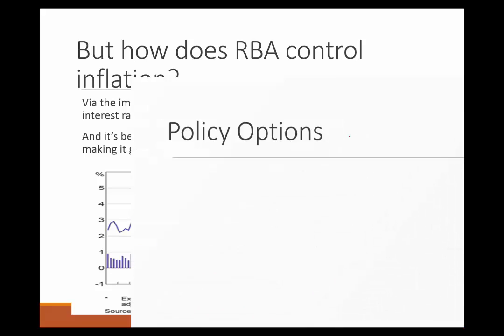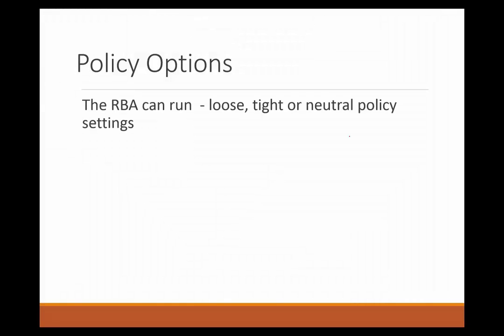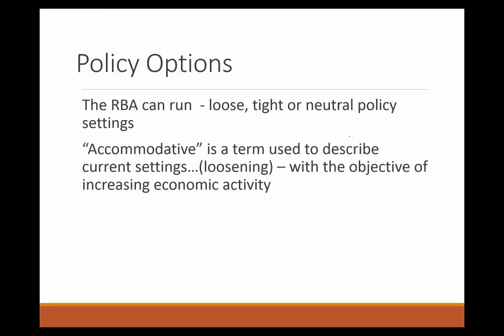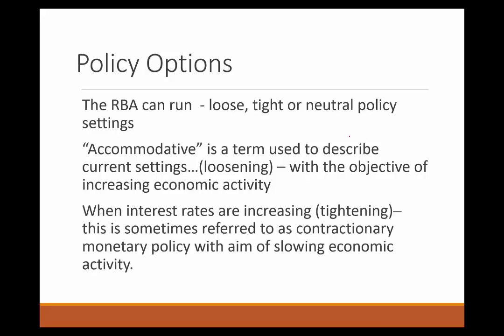So, 3 policy options that the Reserve Bank has. They can run a loose policy setting, obviously what we've got now. They can run a tight policy setting or a tightening of interest rates. Now, this is where it gets a little bit technical, because you could have a tightening of interest rates but still have a loose policy setting. Then there's neutral interest rates, and there's debate about what is a neutral rate of interest, and it does move over time. One of the terms the Reserve Bank has used a lot lately is accommodative, and even in the most recent minutes of their meeting, they've talked about interest rates being at a very accommodative setting.